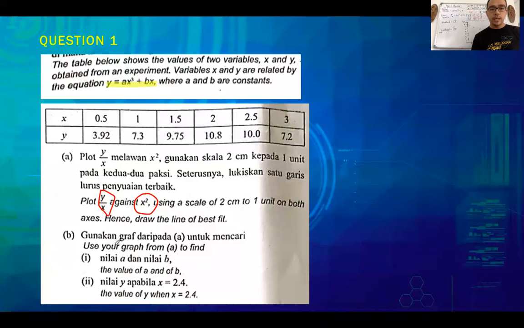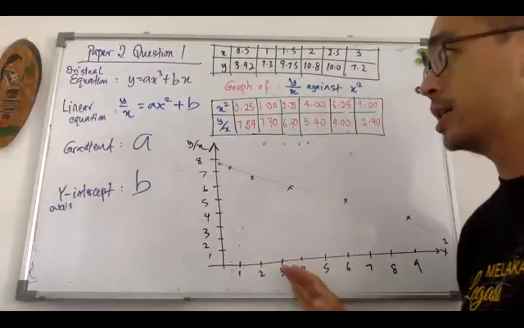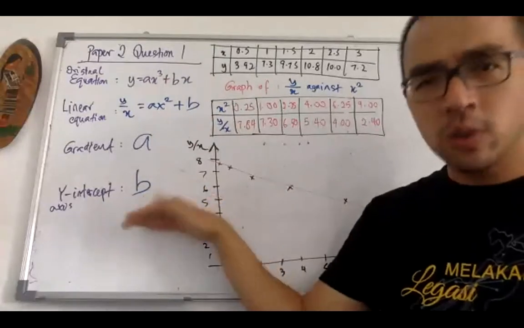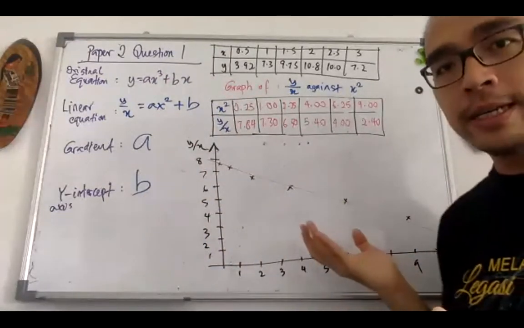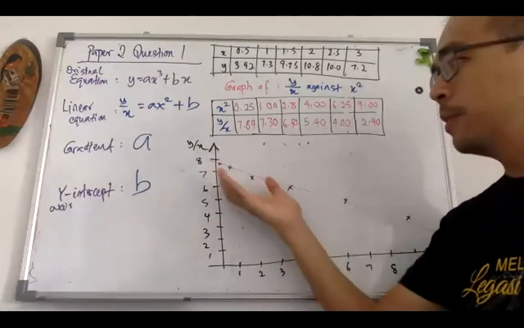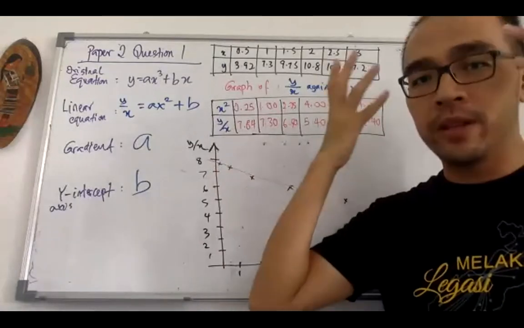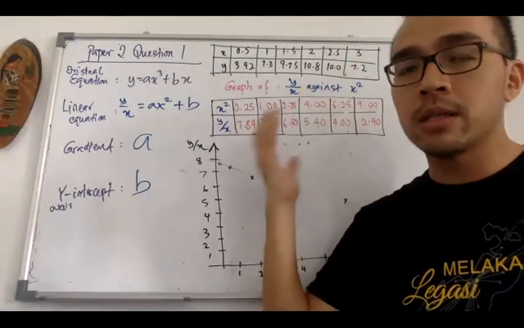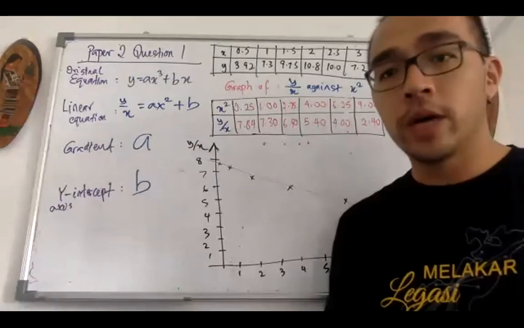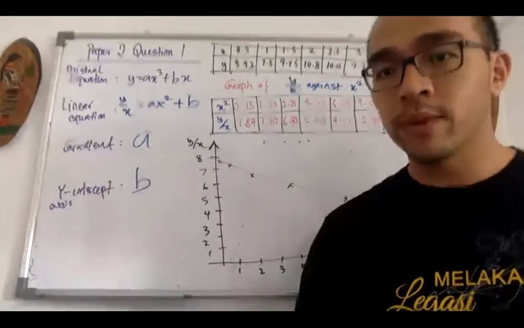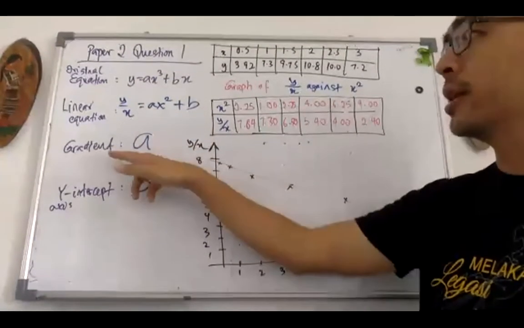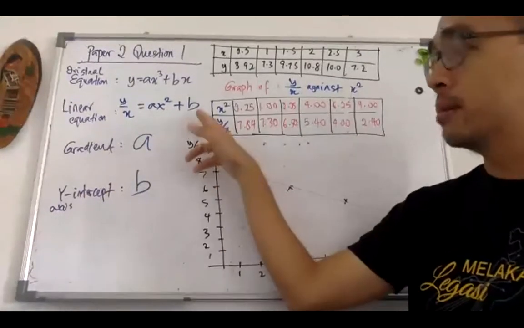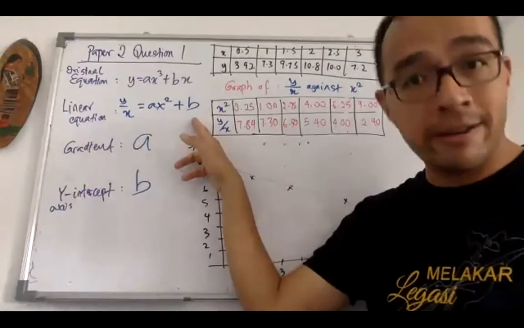So question B says, use your graph from A to find the value of A and the value of B. Now, this is the reason why I said very early on in the question, you need to do this step first. In my experience, when people finish drawing the graph in the exam, their brains kind of stop for a while because they don't know how to calculate A and B. So that's why I said, always start with this information first, so that awal-awal kamu tahu, the gradient is A, and the y-intercept is B. So you can answer question B1 very easily.